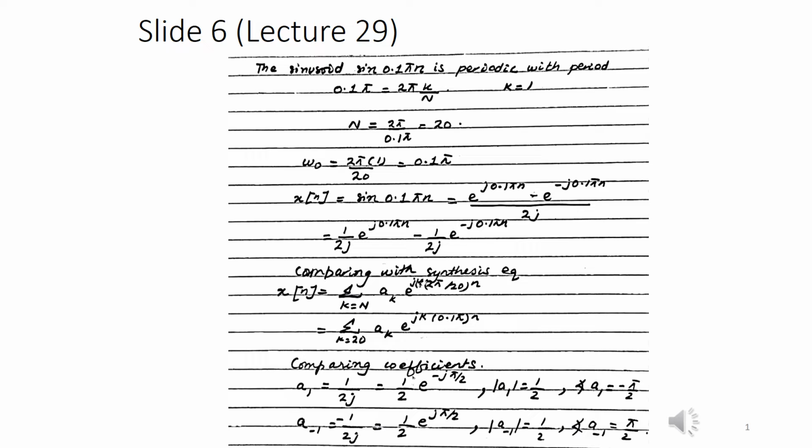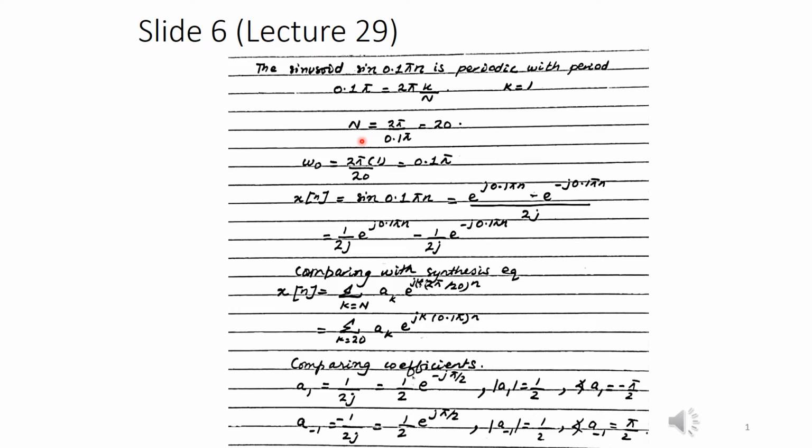Before determining the Fourier series coefficients, we must know whether this sinusoid is periodic or not. So we must determine its period N. From lectures 4 and 5, we can recall that a sinusoid is periodic if its argument can be expressed in the form 2 pi k by N, where k had a specific meaning which you can see from the slides for lectures 4 and 5, and N is the period, or the number of samples after which the signal repeats itself. So when we take k equal to 1, we can determine the period N as 20.